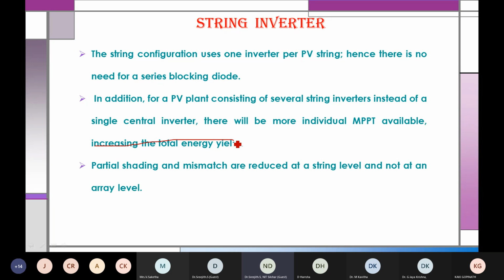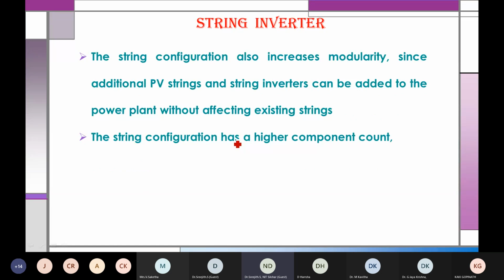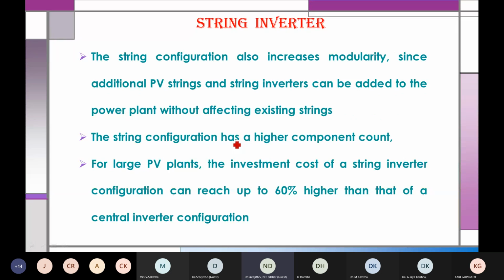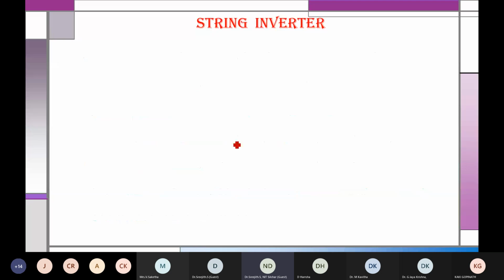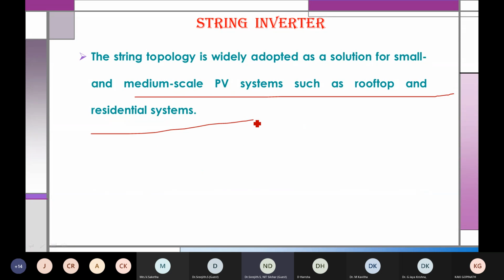It's used for medium scale PV systems such as rooftop and residential. So for rooftop systems and residential systems, we can go for these string inverters. Okay, medium scale PV systems.